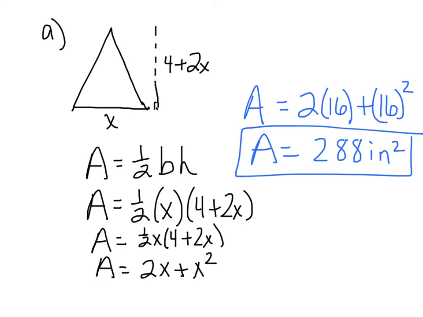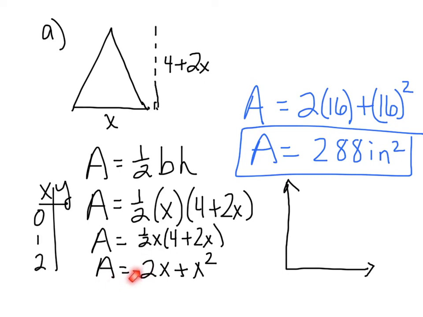Part B says, let's graph it. So if you graph this, I'm just going to make a very rough graph, and we're doing the positive quadrant, so quadrant 1. Once again, I'm going back to this equation I'm looking at. I'm just going to make a really quick t-table. I'm going to plug in 0, 1, and 2. So if I plug in 0 here, 2 times 0 is 0, plus 0 squared, I'm going to get 0, 0.